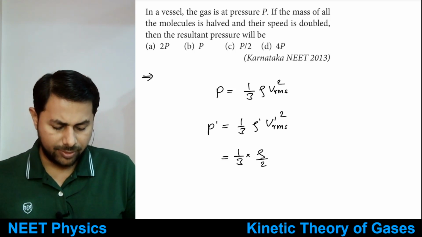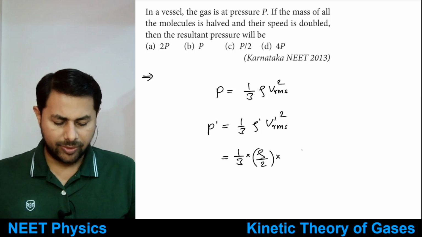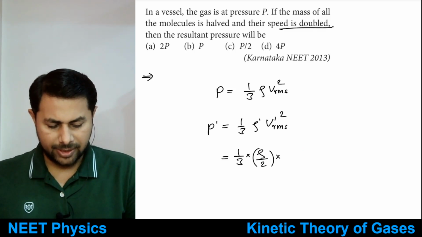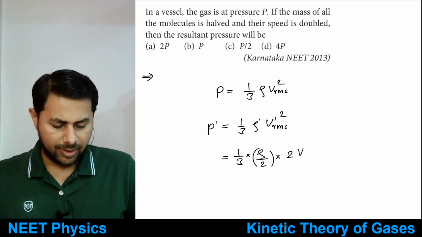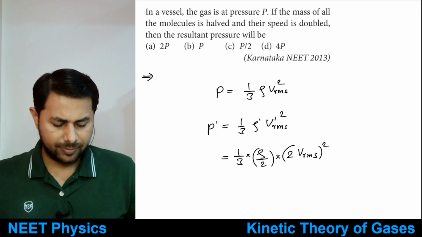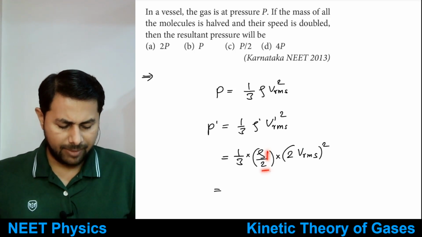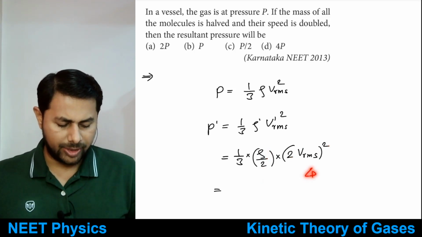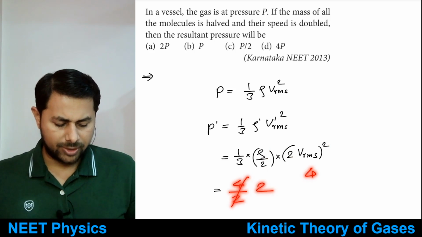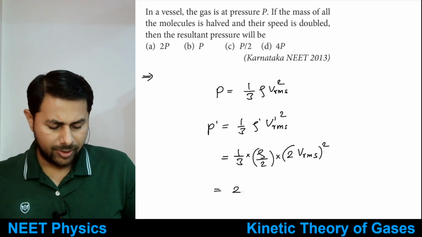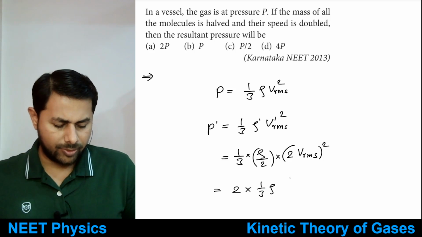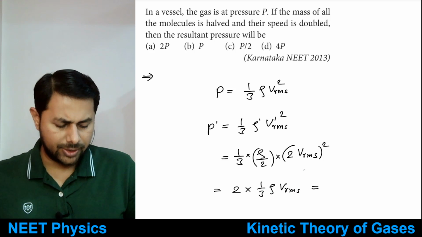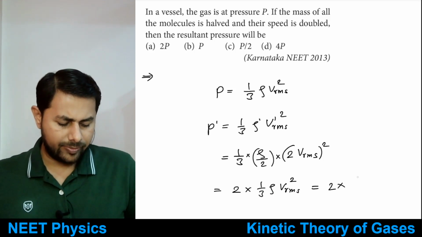So it is rho by 2 times V prime, which is 2 times V, since speed is doubled, so it is 2 times of Vrms square. So we get half factor from here, and 2 square is 4. So factor of 4 from here, 4 divided by 2 gives us 2. So this thing would be 2 times of 1/3 of rho into Vrms square, that is, not 2/3, 2 times of pressure. 2 times of pressure, 2P.